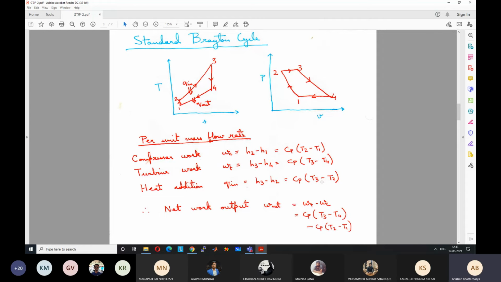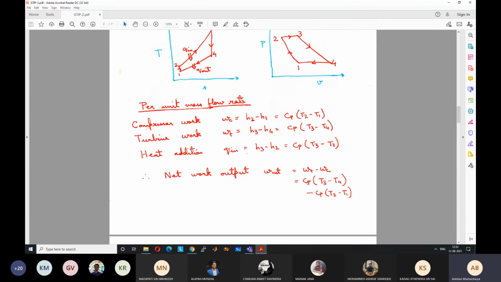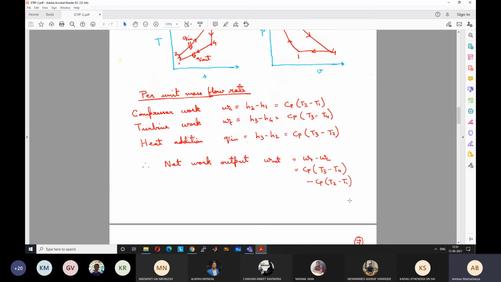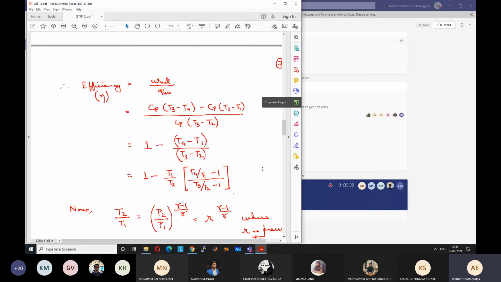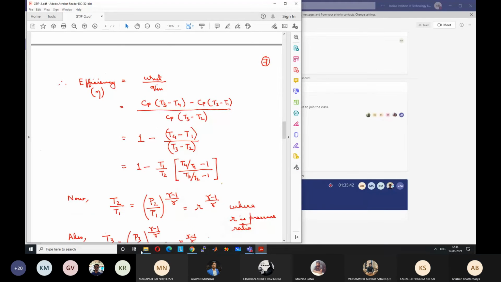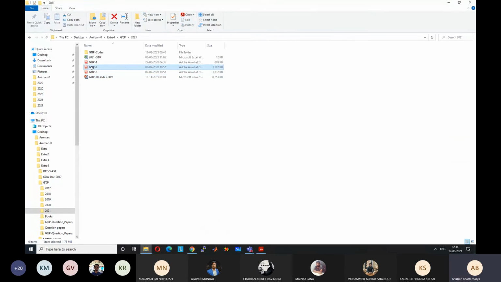Then heat addition is Cp (T3 minus T2). So the net output is Wt minus Wc, which is Cp (T3 minus T4) minus Cp (T2 minus T1). So we can get the efficiency. Again, very standard: efficiency eta is equal to the net work output divided by the heat addition in the combustion chamber. So eta equals [Cp (T3 minus T4) minus Cp (T2 minus T1)] divided by Cp (T3 minus T2). I want to keep the cycle open.